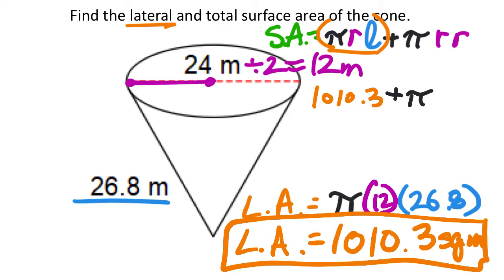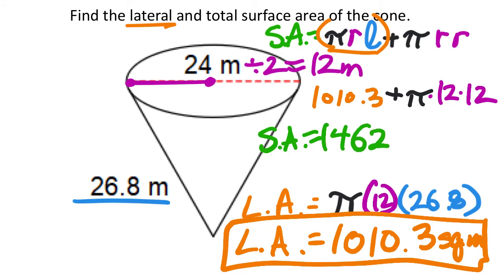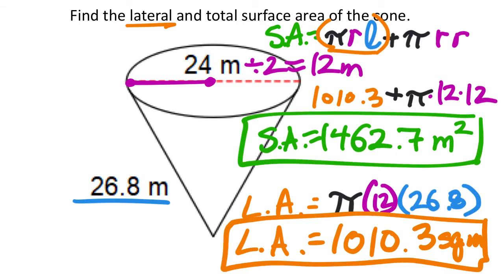And the radius they didn't give us, but we found is 12. So times 12 times 12. I'm just going to plug this directly into the calculator, which will tell me the full surface area of this cone. 1010.3 plus pi times 12 times 12. And I get 1,462.689, so I'm going to round that to 1,462.7. But again, we have square meters on that. So LA, the lateral area, is 1,010.3 square meters. And in green, the total surface area is 1,462.7 square meters.